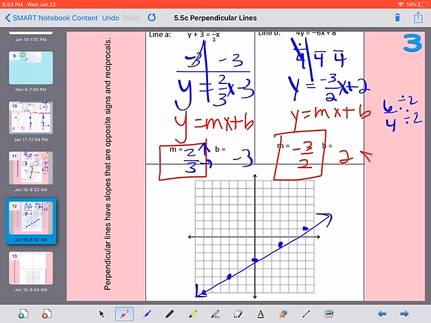The second line, we're beginning over here at +2, and our slope is down 3, 2 to the right. Or the opposite of down and right would be up and left. And as you can see, those form right angles as well. If I put a piece of paper with a nice straight edge on the corner, it would fit in there perfectly.